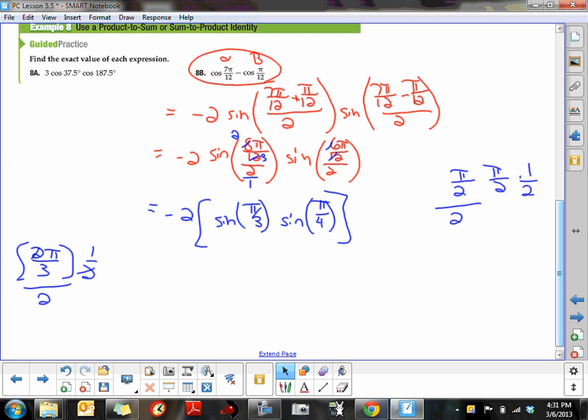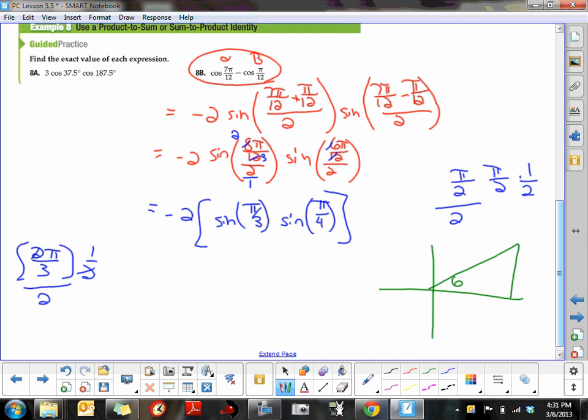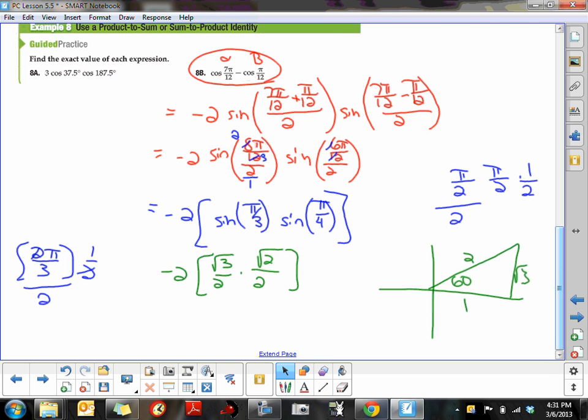All right, the sine of pi thirds. Pi thirds, that's a 60. If you go back to degrees, that's a square root of 3, 2, 1. So it's a negative 2 times the square root of 3 over 2. You have to take it times the sine of pi fourths. Just like in the previous problem, we had that one. That was the square root of 2 all over 2. So then we multiply all these together.